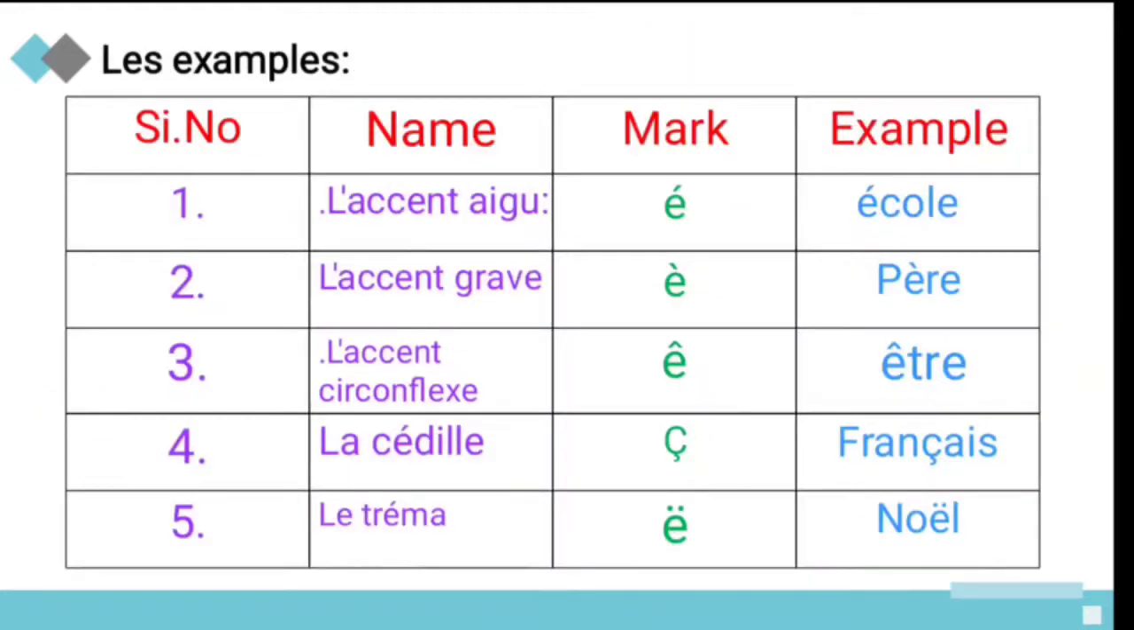And see, some examples are there which are based on the accents. L'accent aigu, see the mark and see the example. École, école means school. And l'accent grave, see the mark and see the example. Père, it means father. And l'accent circonflexe, that is chapeau, small triangles are there. And next, la cédille, that is C under C. See the example français, that is French. And the tréma, the 2 dots, is called what? Tréma. And Noël, it is placed above the vowel only. Noël means what? Christmas. So this is all about the accents.